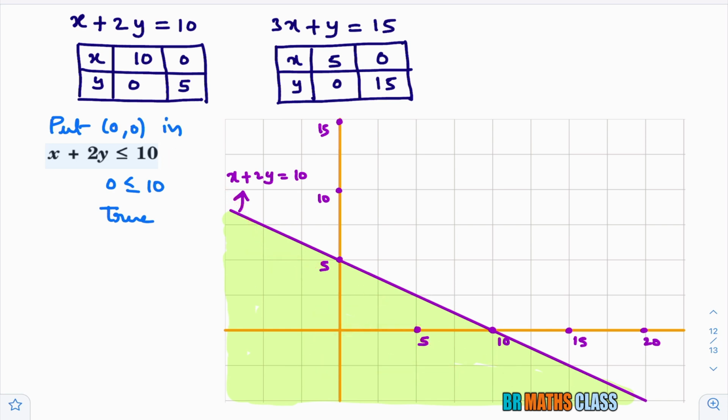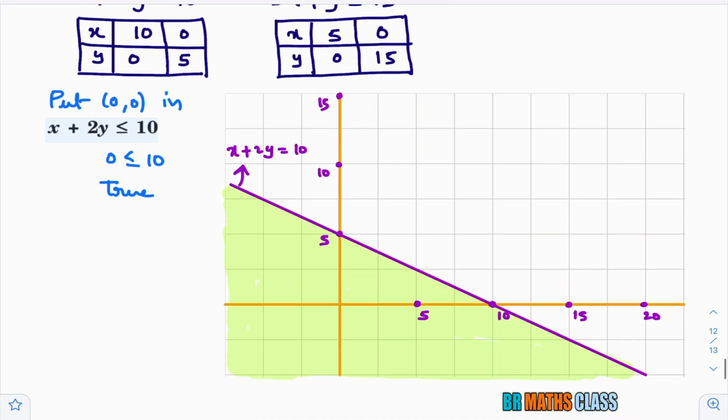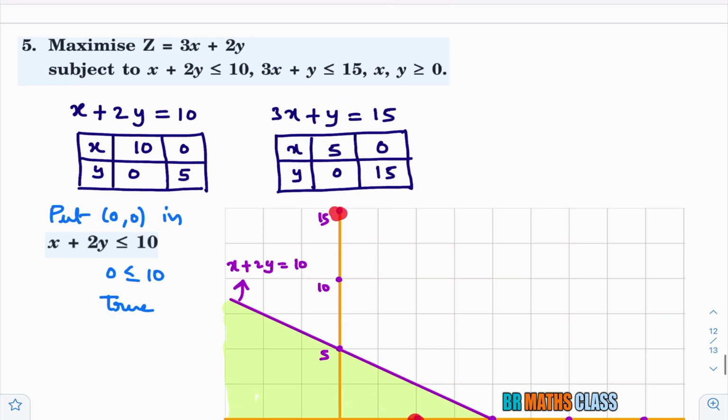Now, I need to graph this inequality 3x plus y less than or equal to 15. For that, I need to draw the line 3x plus y equal to 15. We already calculated 2 points on the line. So I'll mark these 2 points on the graph sheet to draw this line. You observe 5, 0 is here, 0, 15 is here. As this inequality is less than or equal to, we will draw a normal line passing through these 2 points.